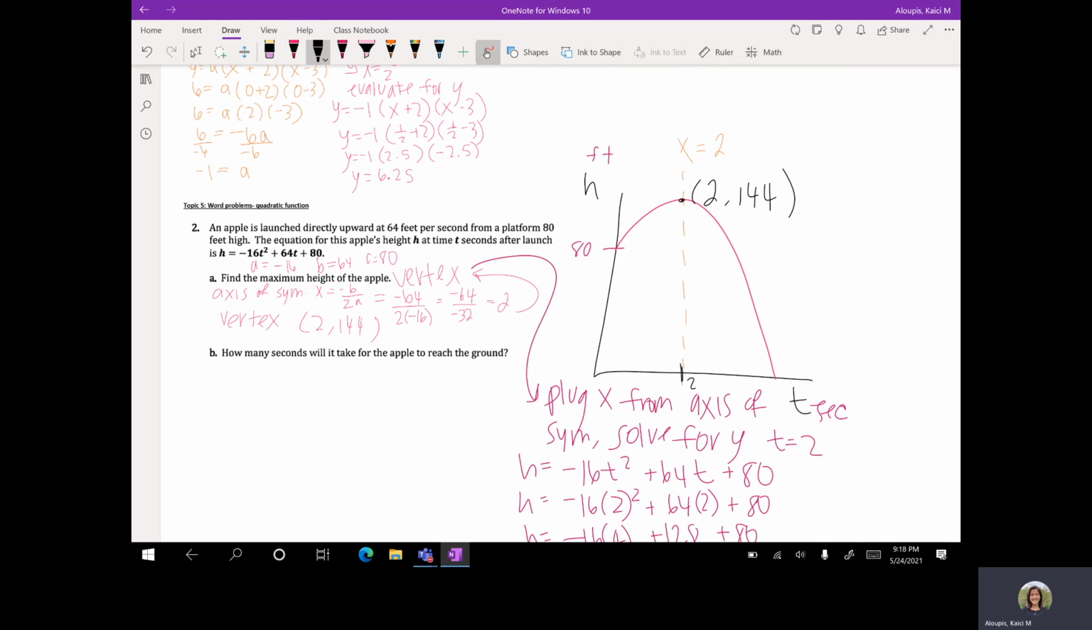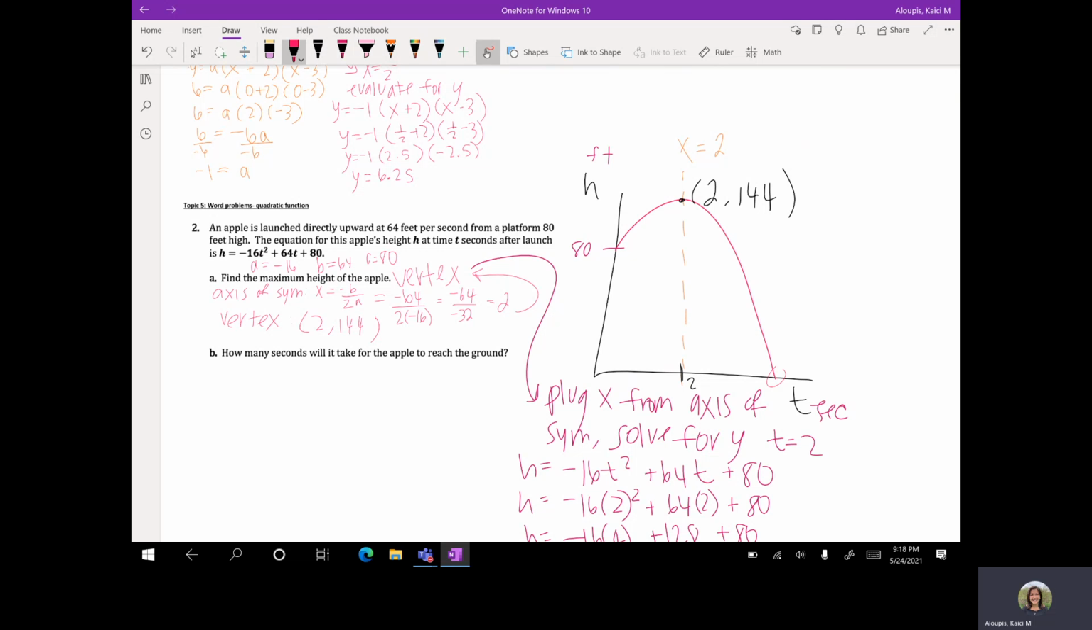They're asking us for the x-intercepts. There's going to be 2 x-intercepts because this graph would actually continue out looking like this. It would go down this way and hit the graph in the negative time seconds. But like I said, we're talking about time and height, so we only care about the positive values. So I'm only going to care about this right here. After how many seconds will it reach the ground? So let's go ahead and find those x-intercepts.